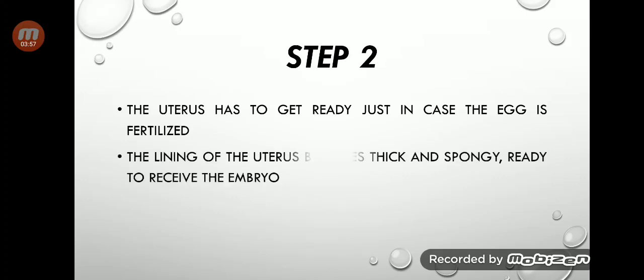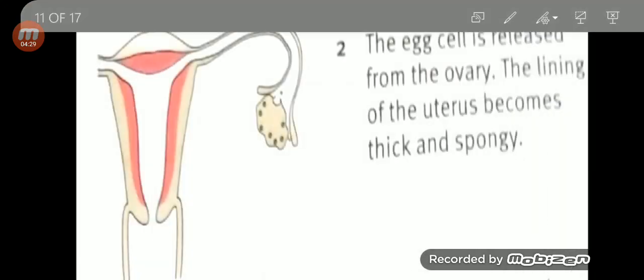Okay, so what happens is that the lining of the uterus becomes thick and spongy, ready to receive the embryo, and this process happens every month. Okay, so what happens in step number 2 is that the lining of the uterus becomes thick and spongy, ready to receive the embryo. And the egg cell is in the oviduct where it is waiting to be fertilized.